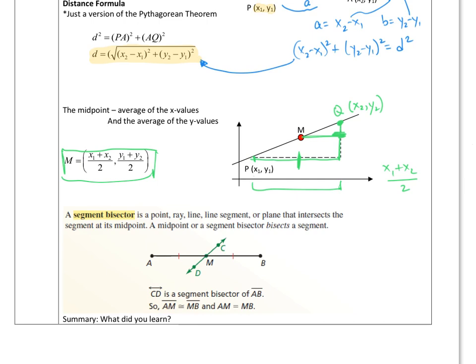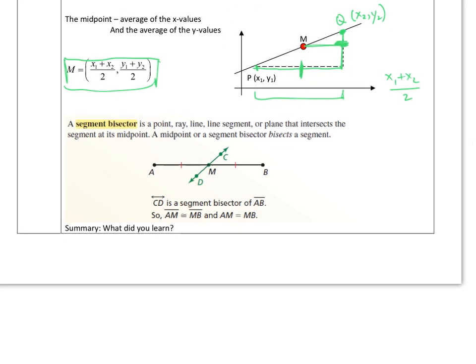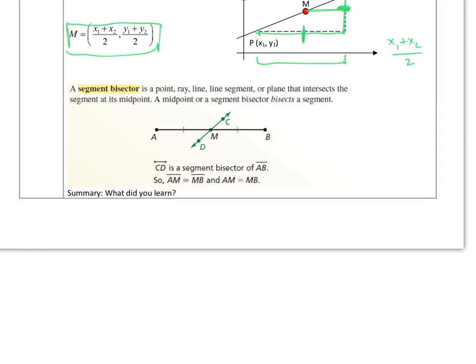Next, we have something called a segment bisector. A segment bisector is a point, ray, line segment, or plane that intersects a segment at its midpoint. So anything that's going to cut right through here, which is the midpoint. It could be a line, a ray, or a line segment, and what ends up happening is the distance from A to that midpoint will be the same distance as B to that midpoint.